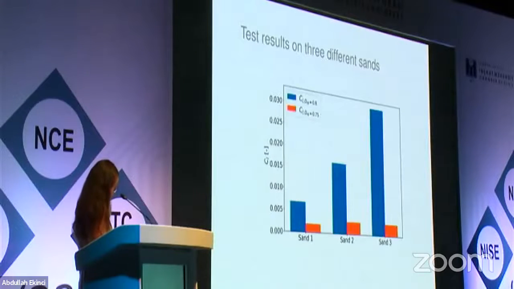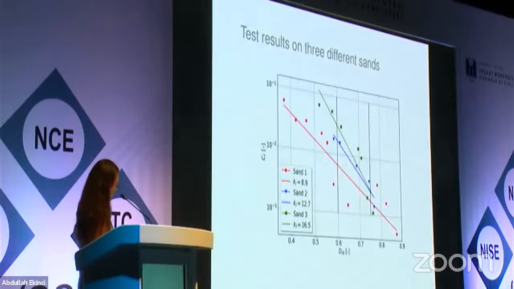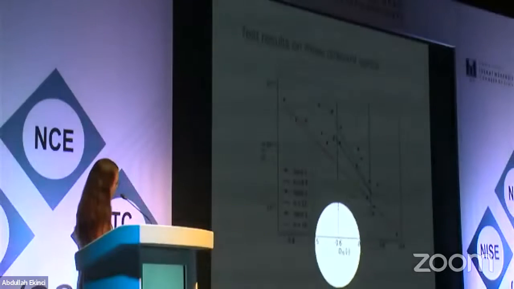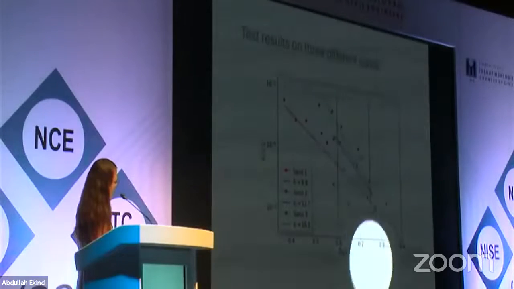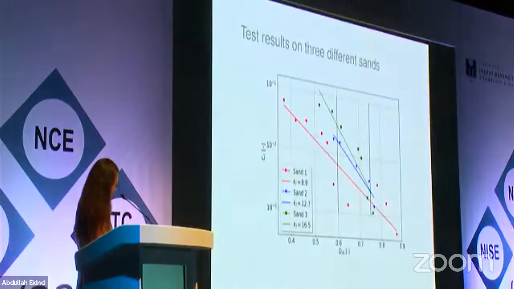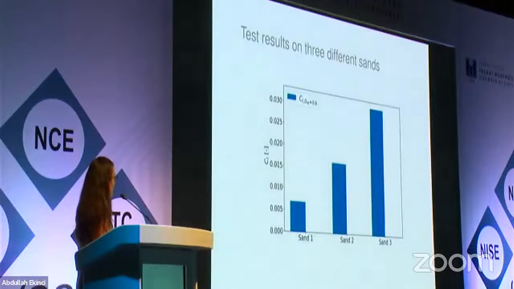In order to compare the sands among themselves, I will perform the comparison at the initial relative density of 0.6 and then again at 0.75. Now, when comparing these three sands at the initial relative density of 0.6, we see that the rate of pore water pressure buildup is the highest in the case of sand 3, meaning that this sand is, at this given density, the most prone to pore water pressure buildup. And this sensitivity is decreasing as we are moving towards sand 1.